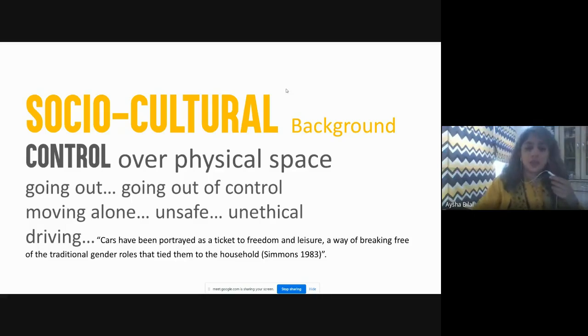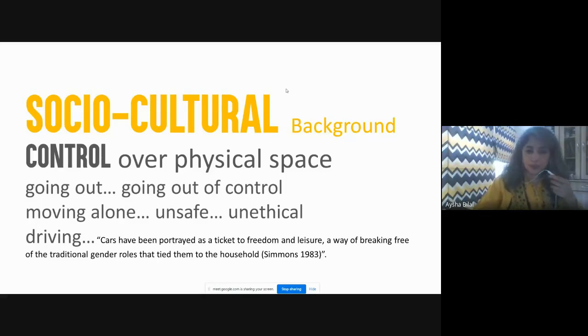And if we talk about driving, then according to Simons, cars have been portrayed as a ticket to freedom and leisure, a way of breaking free of traditional gender roles that tied them to the household.